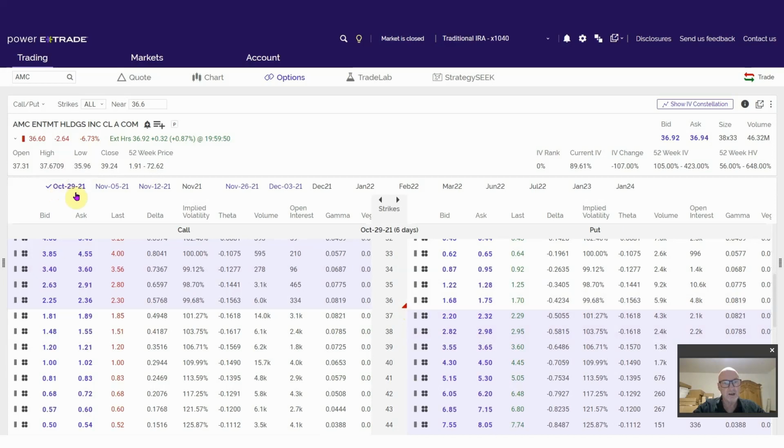These are all the expiration dates: October, November, November, November, November, each week. These are all weeklies, and then boom, what happened here? December, January. The market makers are not doing weeklies way out there. Why? Because there's no demand for them. So they're doing weeklies in the short term and then monthlies in the longer term.